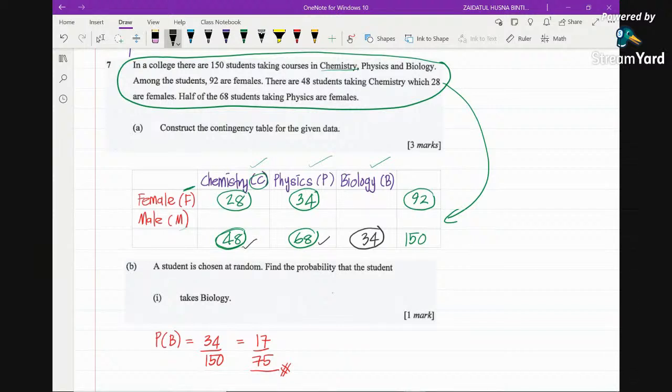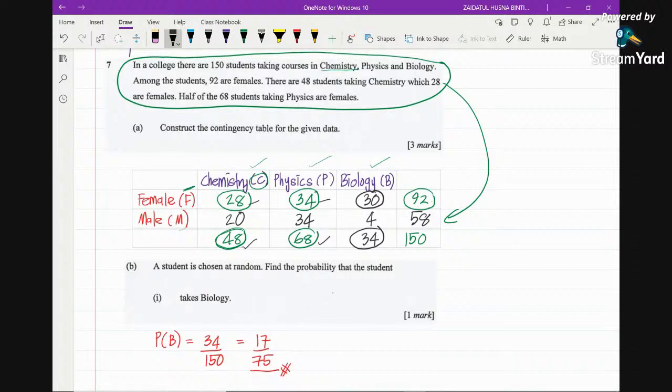And then how to fill in this? We know that the row here represents the female students taking different subjects. So 92 minus 28 and 34 will give you 30 here. And now you know 34 minus 30 will give you 4 here. Then how to fill in the rest? So 68 minus 34 will give you 34. And then 48 minus 28 will give you 20. And if you add this, you will have 58 here. So now our table is complete.